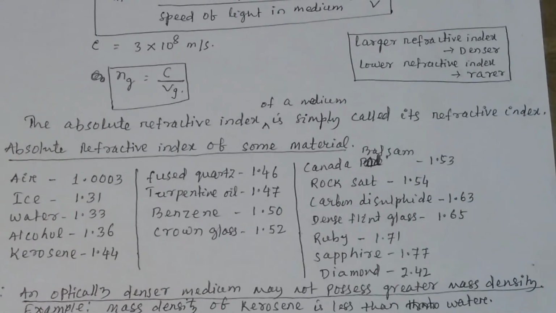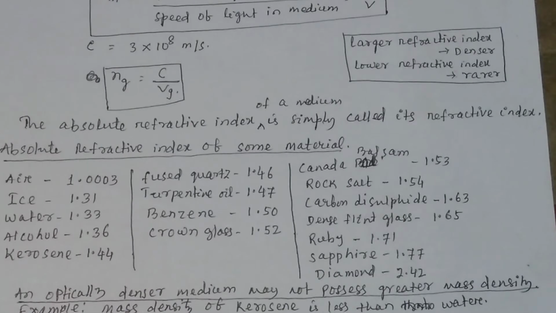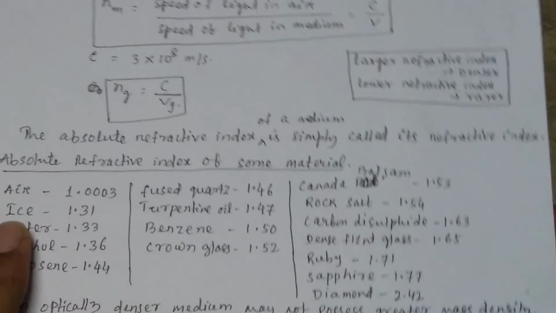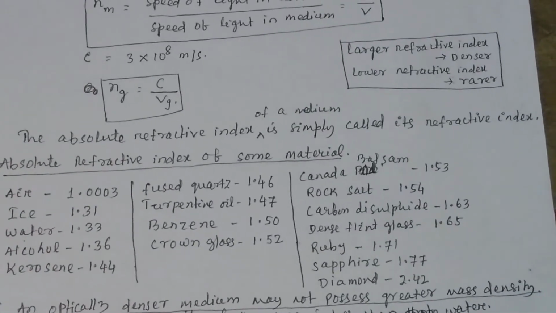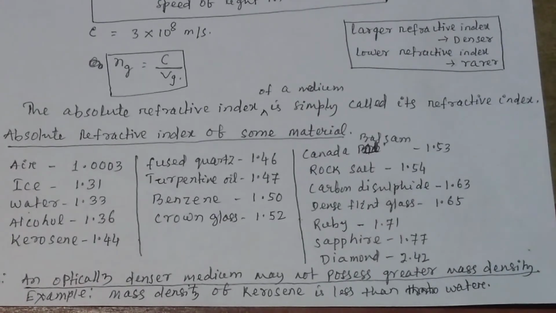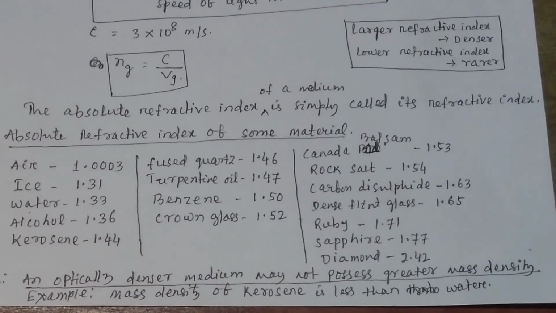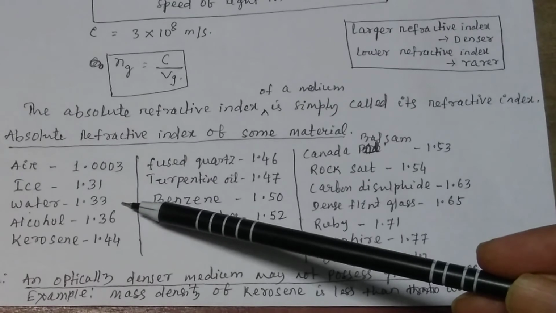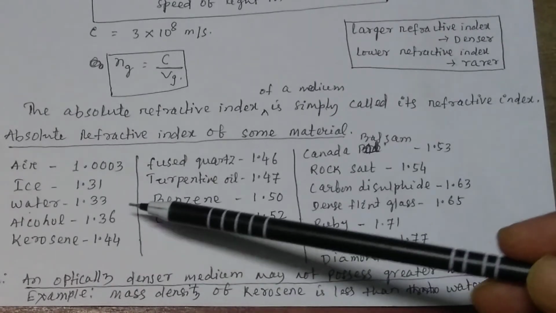The absolute refractive index of some materials is given here. For air it is 1, for ice it is 1.31, for water it is 1.33, like this. An optically denser medium may not possess greater mass density. For example, mass density of kerosene is less than that of water, but the optical density of kerosene is 1.44 and water is 1.33. It is greater, but mass density is smaller.